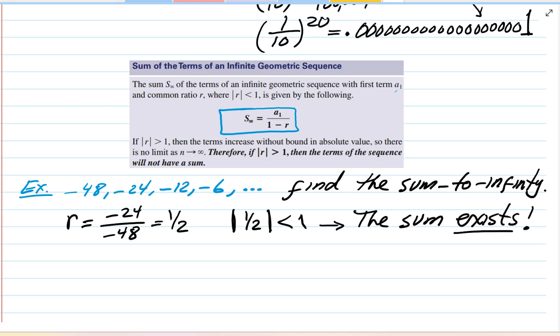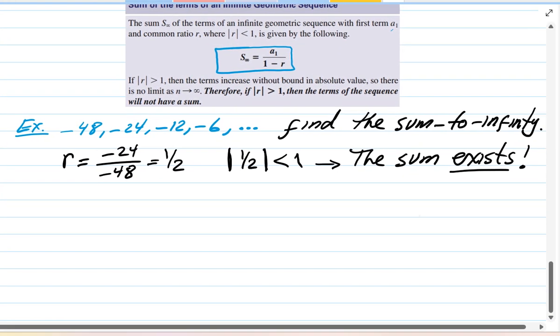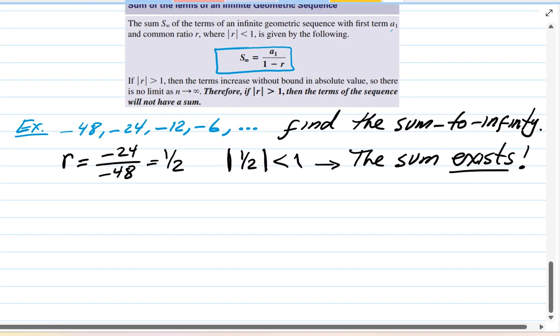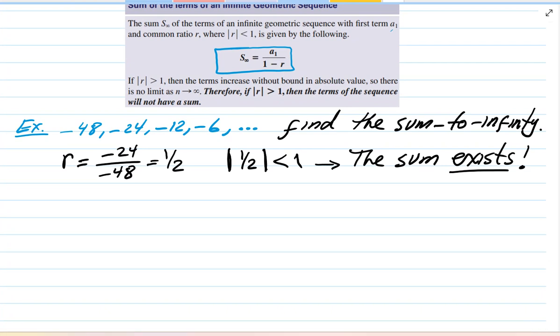That means we can do this. We can use the formula. Well, if something exists, we usually want to find it, right? So next we're going to find it. So how do I find the sum to infinity? Very simple. The sum to infinity of this sequence, if it was a series, means you add them up to infinity. You're going to get the first term.